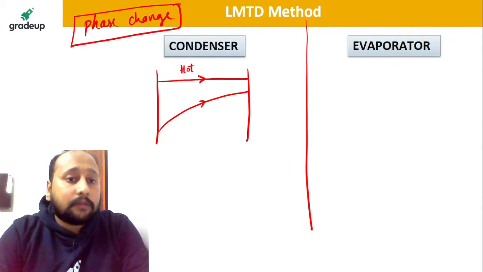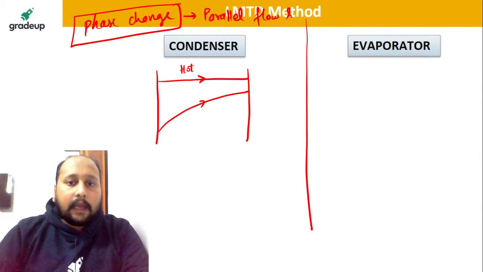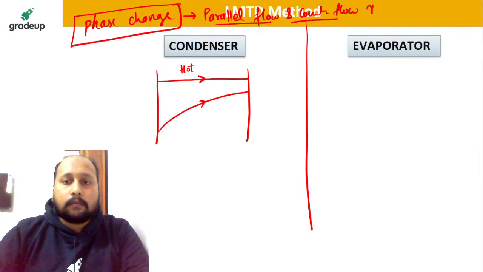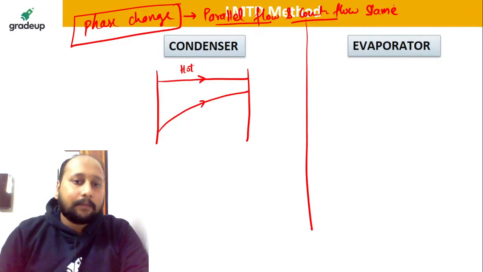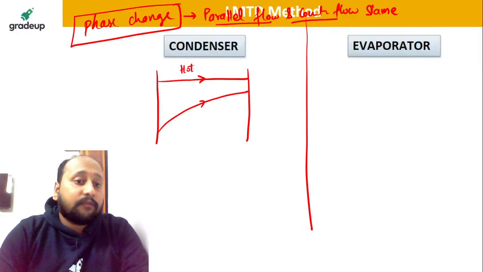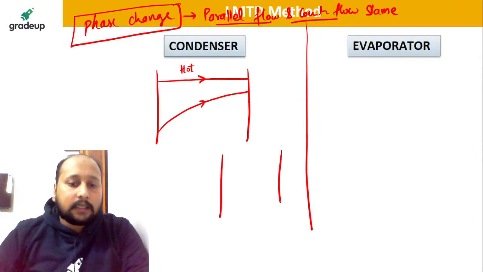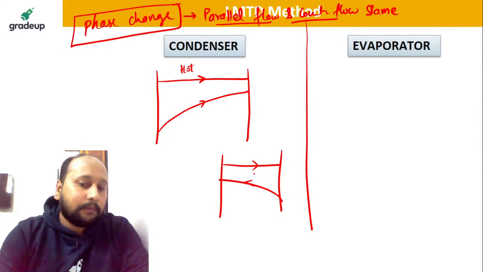And what we have observed is that whenever we are having a phase change, parallel flow and counter flow both will be the same, will be having the same response. That means the LMTD of counter flow and parallel flow both will be the same if you are talking about phase change phenomena. So it doesn't matter if you are drawing the equation like this or like this. Ultimately, you will be getting the same result.